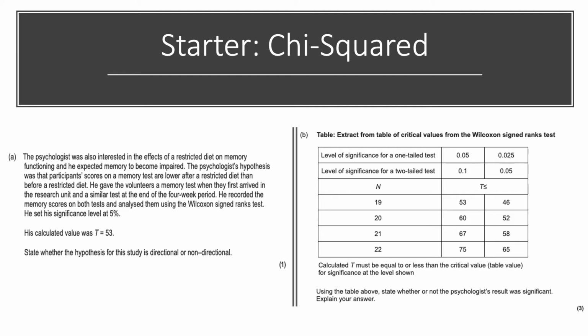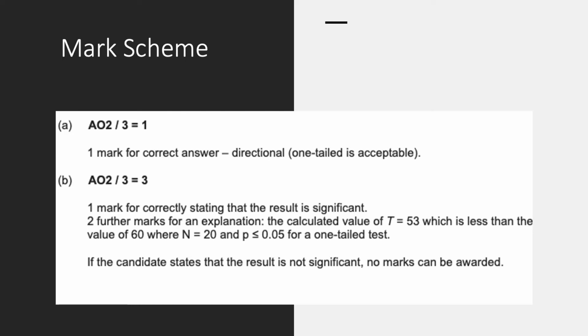This is your starter. So just read through the question, A and B, have a go at answering, and then we'll go through the answer together. With A, it should be pretty straightforward because it tells you in the scenario whether it is directional or non-directional. And with B, just remember, it's not asking you to conclude the findings, it's just asking you to say whether it's significant and why it's significant or not significant. So mark your answer now.